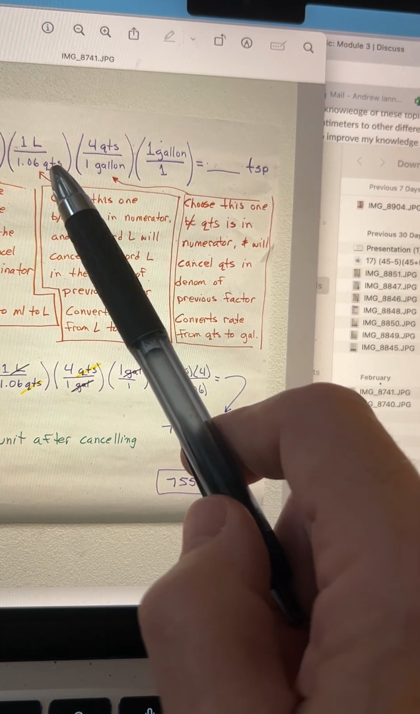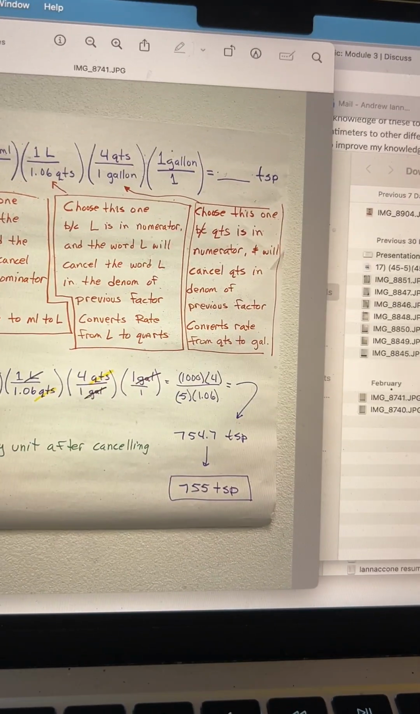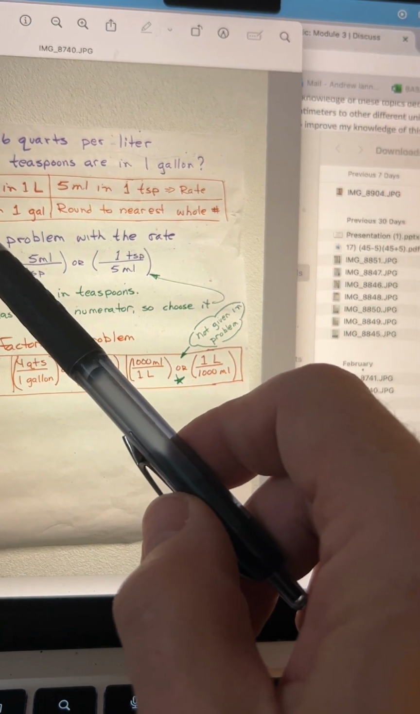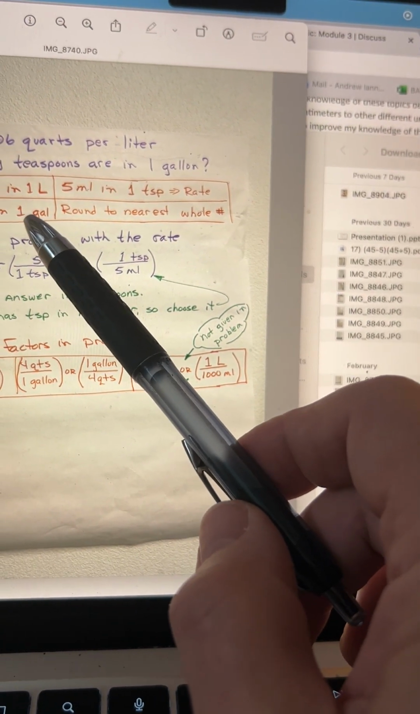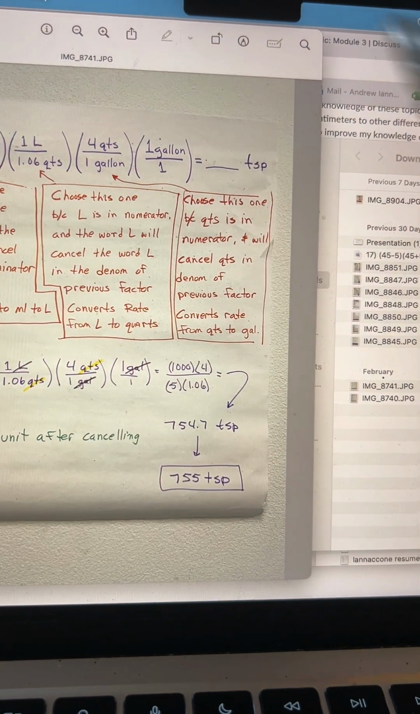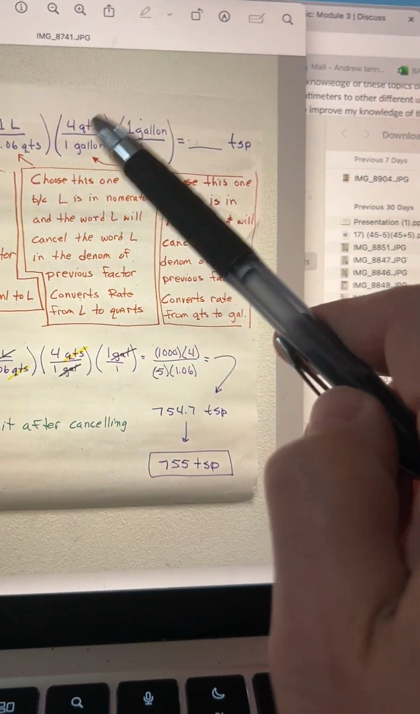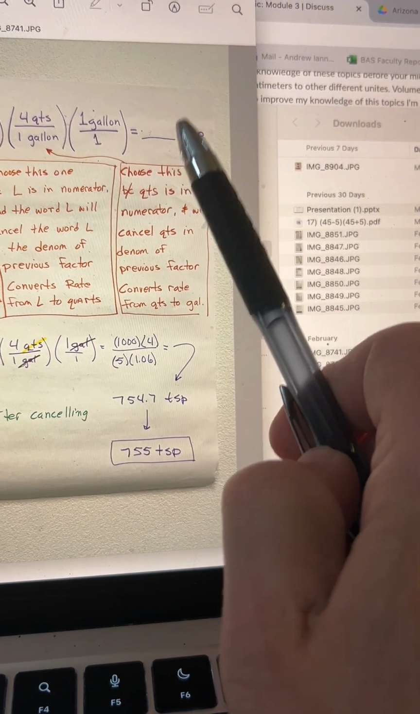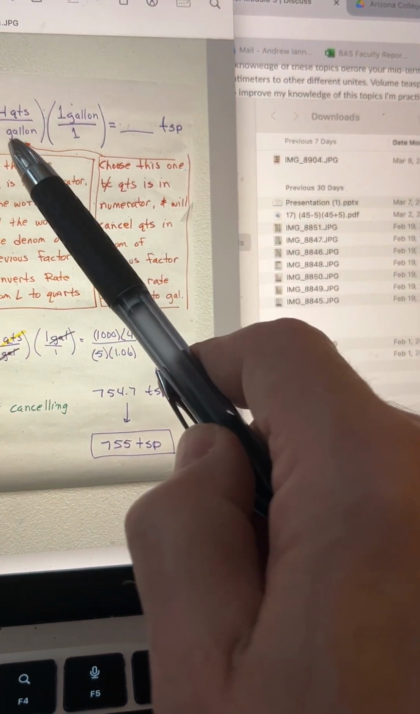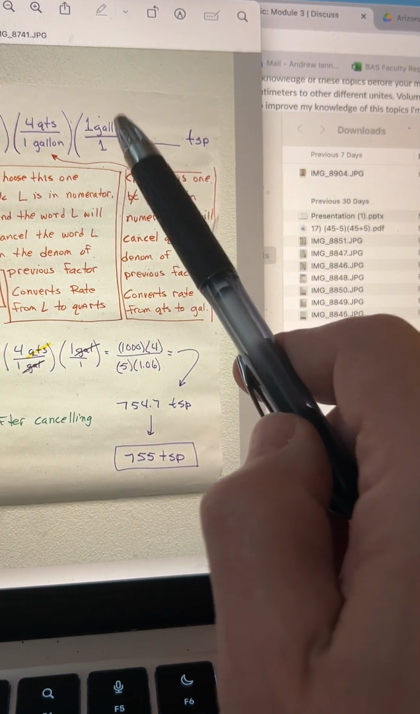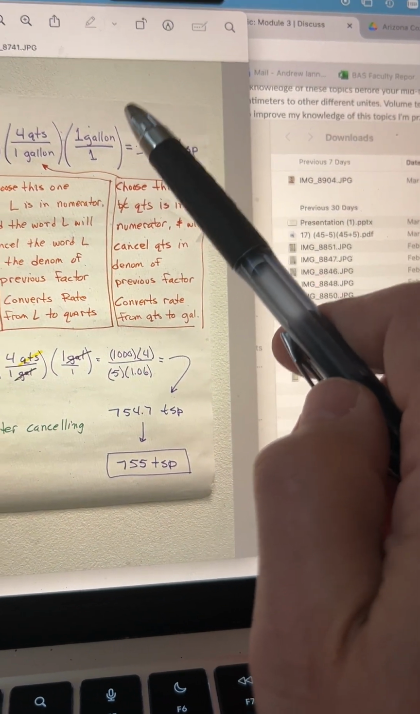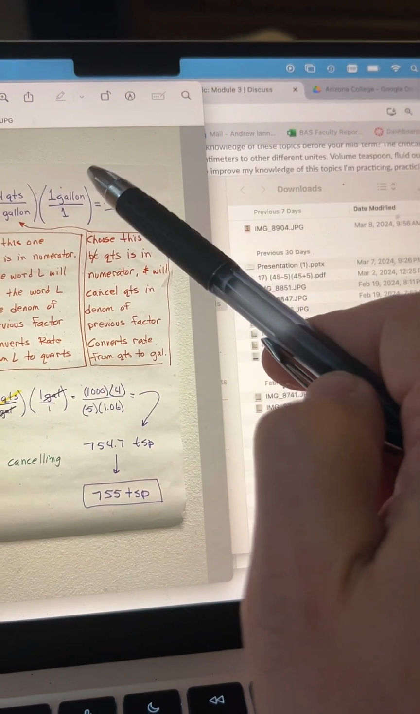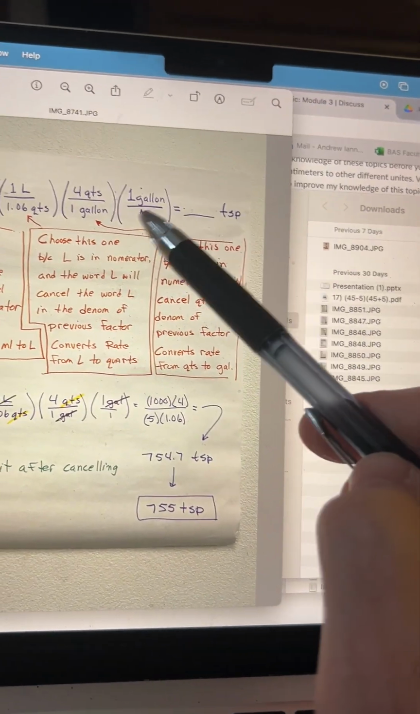Go back to our conversion list. What conversion factor has quarts in it? Look at that one. I pointed right to it. 4 quarts in 1 gallon. And 4 and 1 gallon. 1 gallon's on the bottom, and you notice, hey, gallon is not in the answer, so we've got to cancel it. We put the word gallon on the top, and there's 1 gallon that's in one solution.